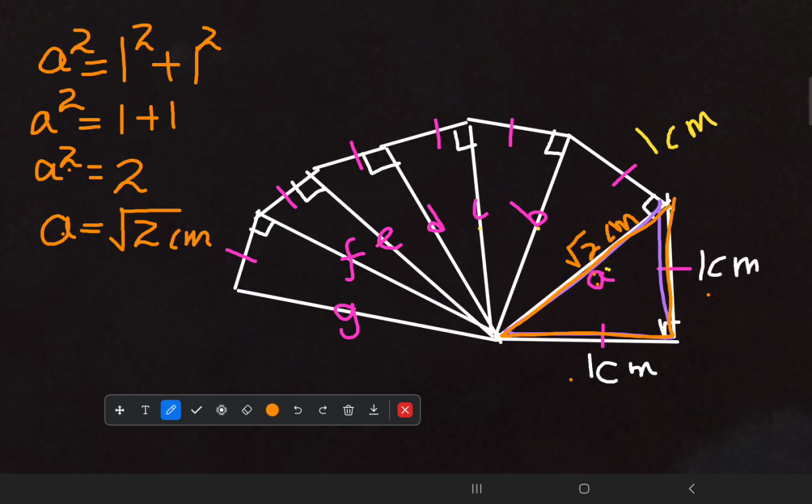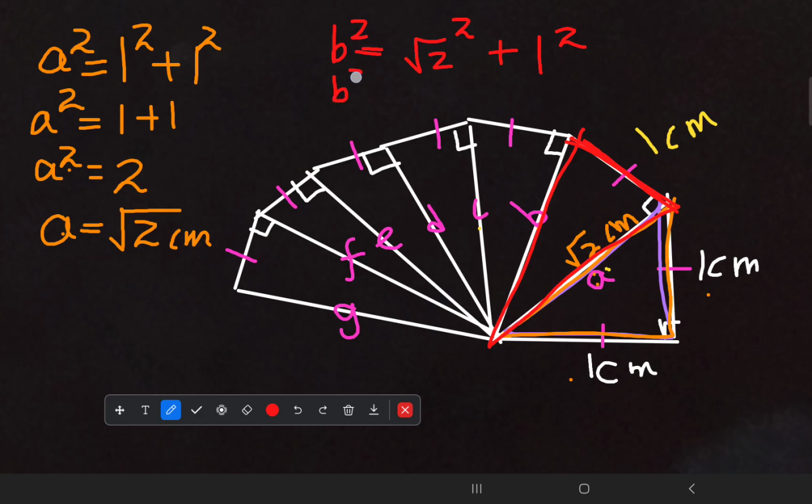Then let's try to find our B value. Similar to this one, let's use this triangle. In this triangle, the hypotenuse is our B. So, B square equals square root of 2 squared plus this side, that is 1, 1 squared. Square root of 2 squared plus 1 squared.